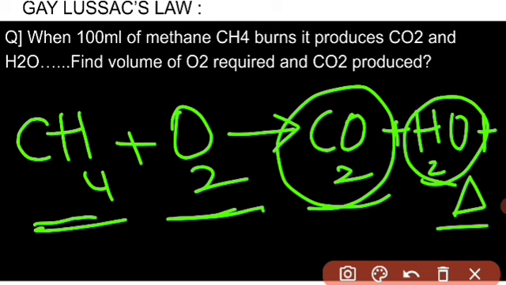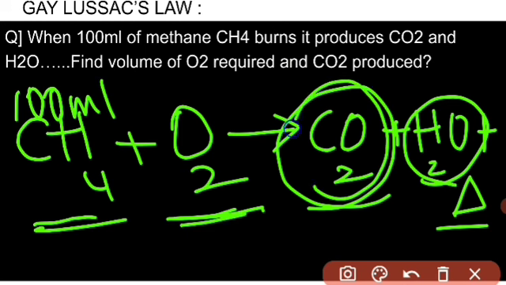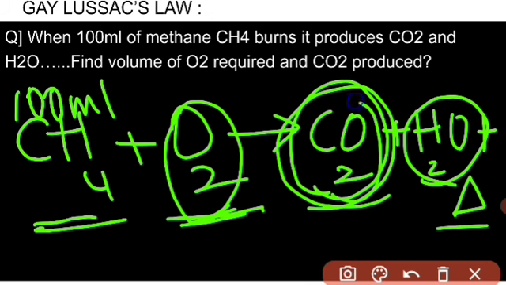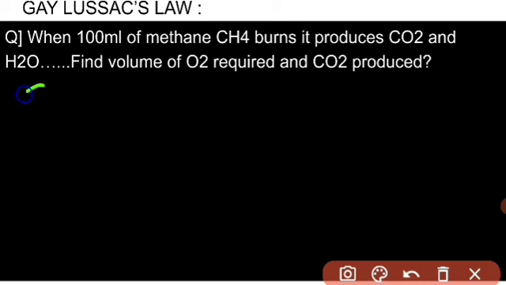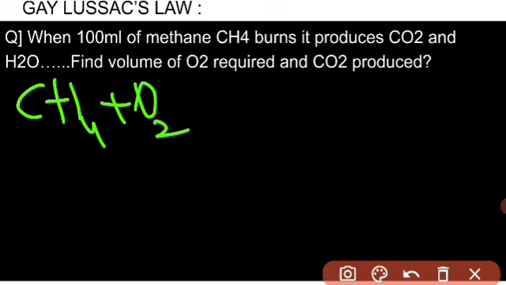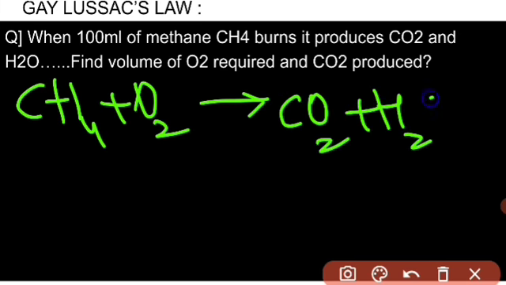Okay, that is all it is saying: when 100 ml, as given here, is burned, it produces carbon dioxide and water. You need to find the oxygen required and how much carbon dioxide is produced from 100 ml of methane. So let us see. Let us just write. We already know CH4 plus oxygen gives CO2 plus H2O. No need to mention heat.